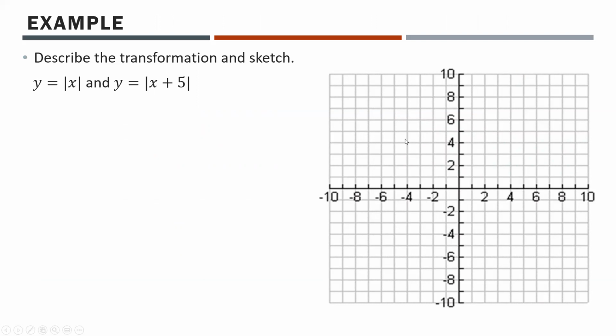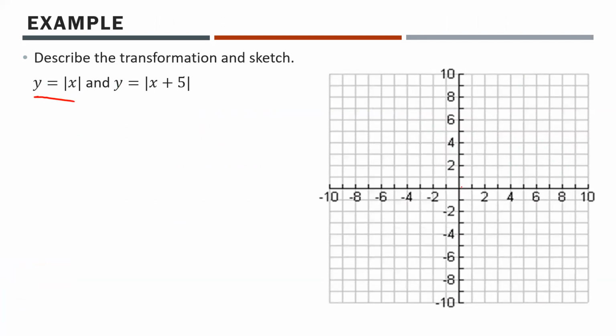So describe the transformation and sketch. So we have y equals the absolute value of x and y equals the absolute value of x plus 5. I'm going to start by graphing this one right here. Matter of fact, I'm going to change back to red just for old times' sake here. Here we go. So I'm going to do this one in red.